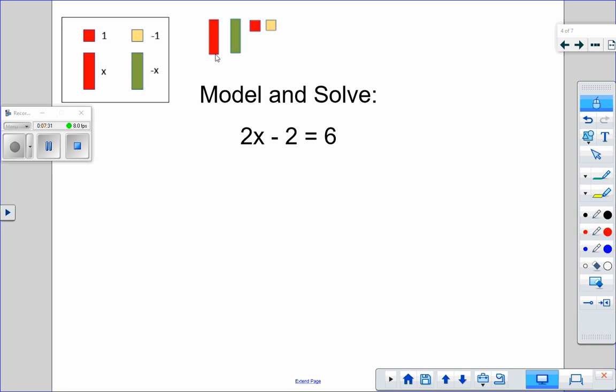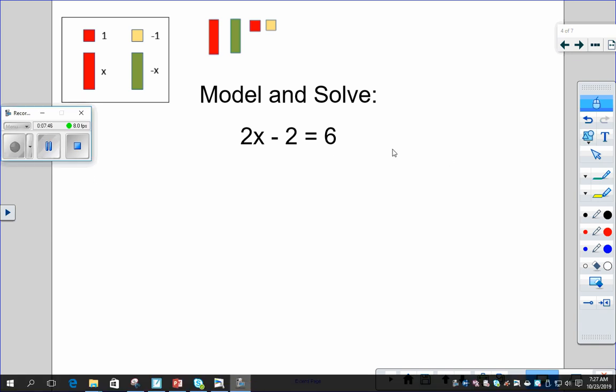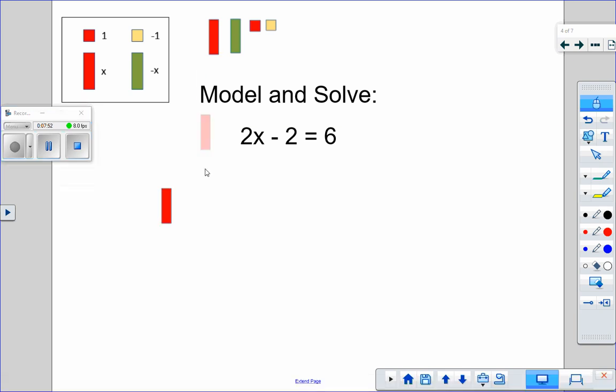Let's model this one. Kind of similar, a little different, because we have a minus here now. So go ahead and pause the video and try to model it and then solve on your own. Alright. Okay, so this is what you should have done. If you had modeled it, you should have gotten 2x and then minus 2. These little squares represent 2, whereas the 2 in front of the x represents the x's. It's not an actual number that we see. On the other side, we're going to have 6 positives. 1, 2, 3, 4, 5, 6.